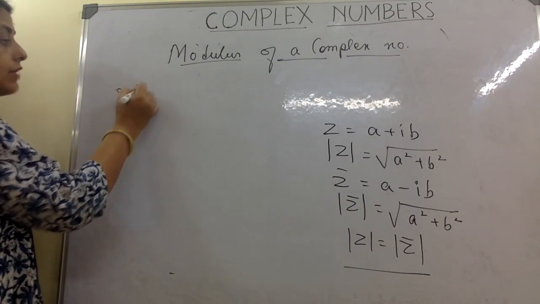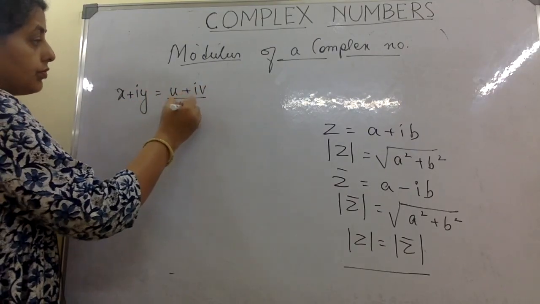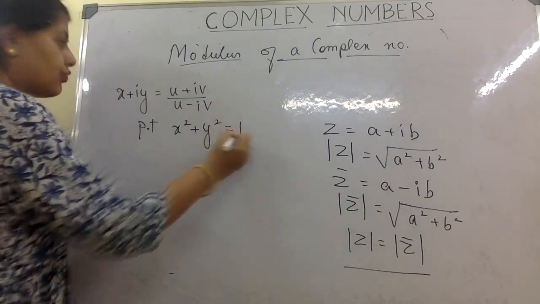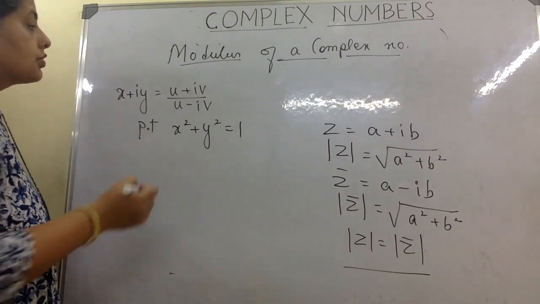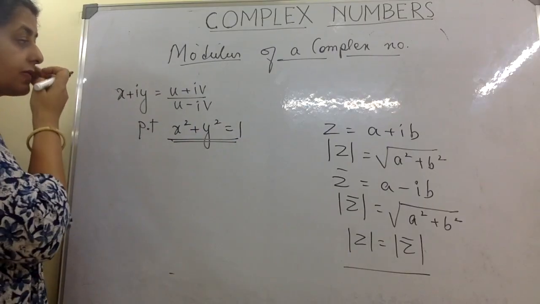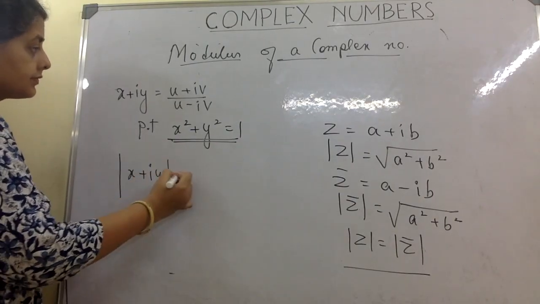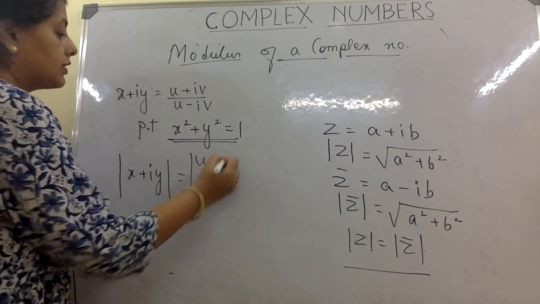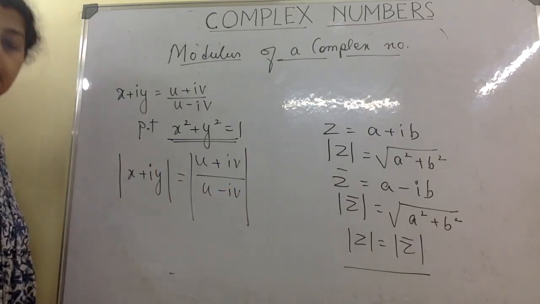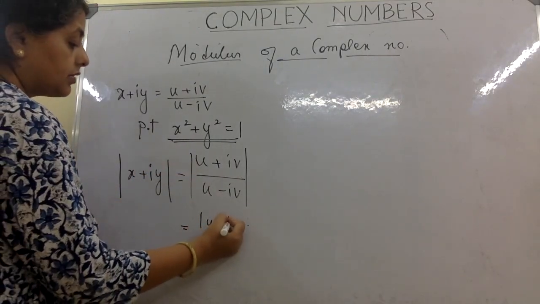x plus iy is equal to u plus iv over u minus iv. Prove that x square plus y square is equal to 1. So this is given to us, we have to prove this. How do we prove this? What we do is, we take mod both sides. These sums are done by modulus only. So I am taking mod both sides, and then this I will split into two parts, numerator and denominator.